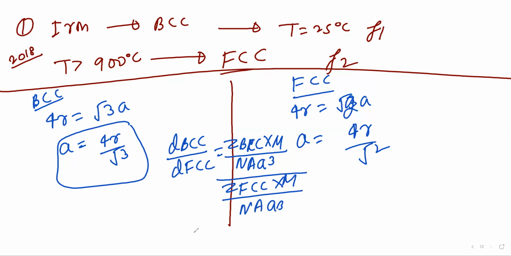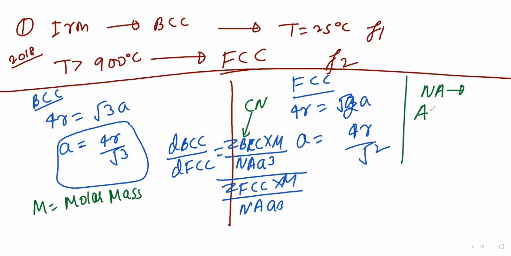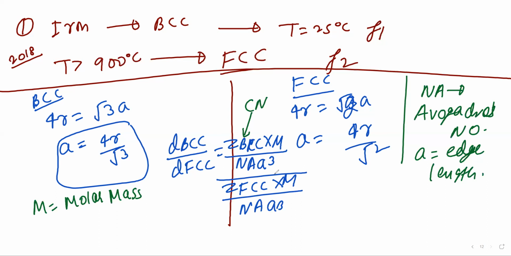So I will explain each term. So Z is your coordination number for BCC. Capital M is the molar mass, right? And capital Na is Avogadro's number, and A is your edge length, right? So we know the values now. For BCC the coordination number is 2. For FCC the coordination number is 4, as I have told earlier, right?